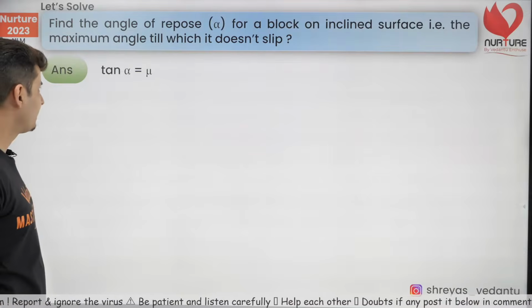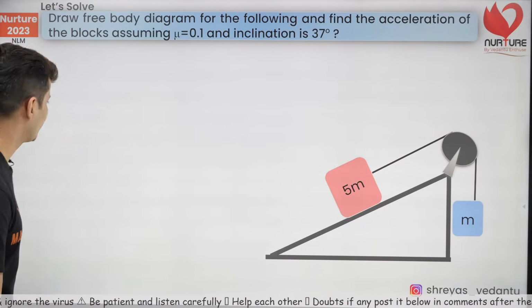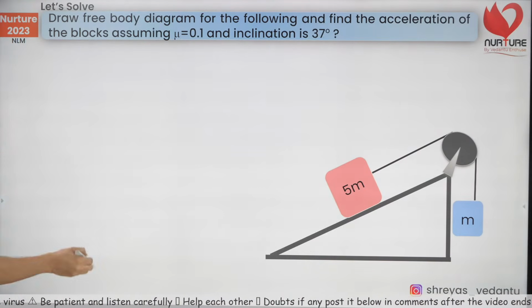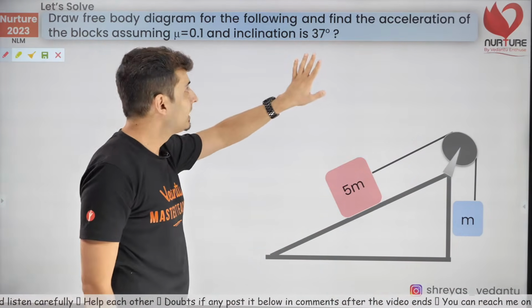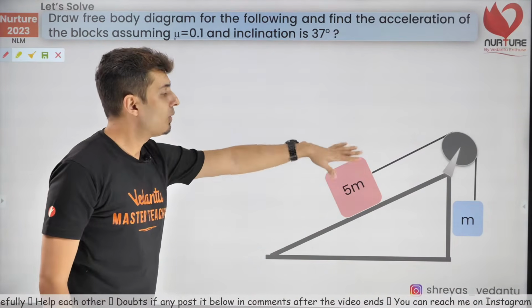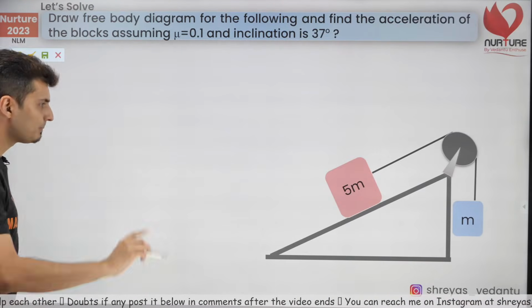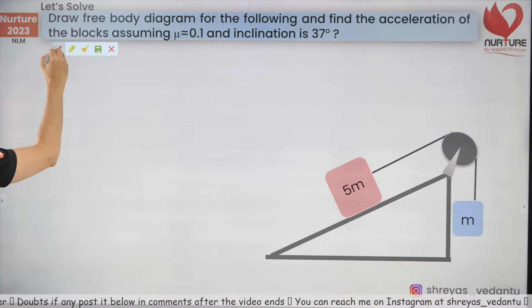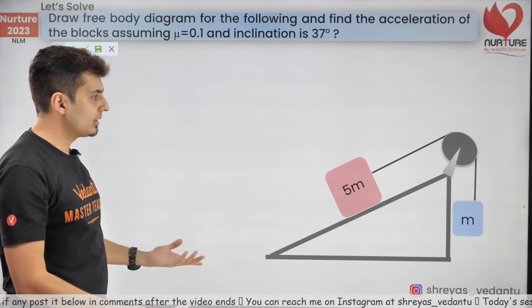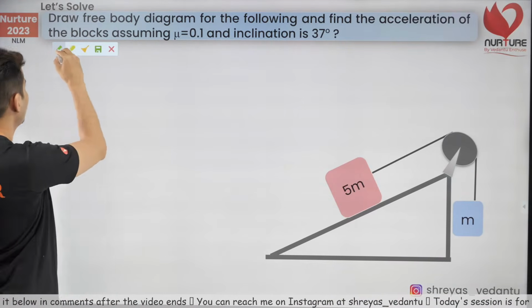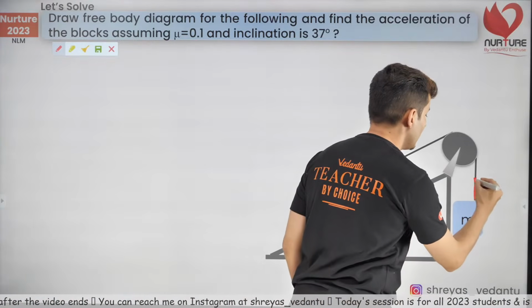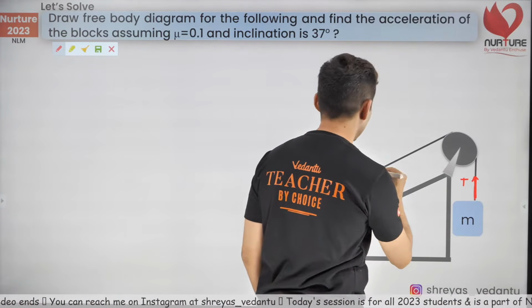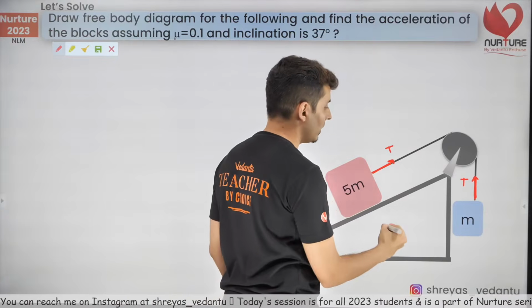Okay, next question. This one. Inclined plane, blocks, pulleys, strings. The question is, draw the FBD and also find the acceleration of the blocks. Let's start doing this. Obviously, we have to start by drawing the free body diagram of individual objects. Friction will also act. We'll think about where it will act. But forces like tension will be there in the string for both the blocks.